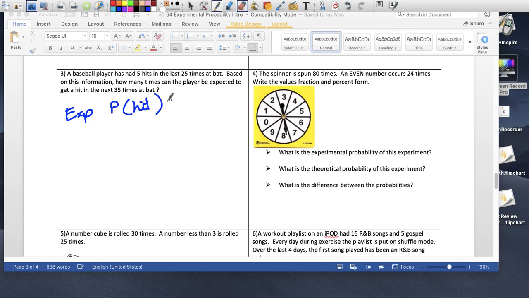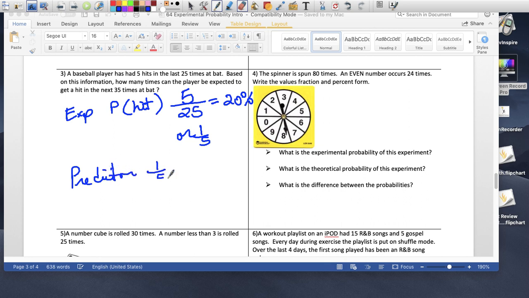What's the probability of getting a hit when he's at bat? Well, so far he had 25 tries, and how many times did he make contact with the ball? 5 times. 5 out of 25 is 1 out of 5, or if you want to write this, 20%. So based on this information, I'm going to make a prediction.